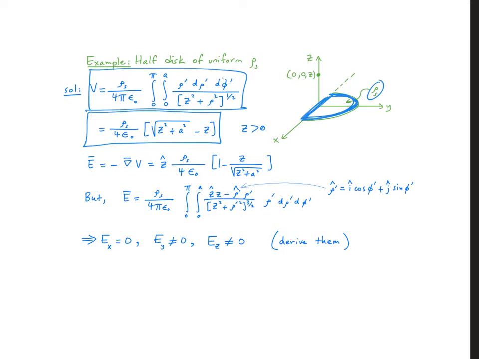Notice that phi goes only up to pi, and so you're going to have 4 instead of 2 in the denominator.